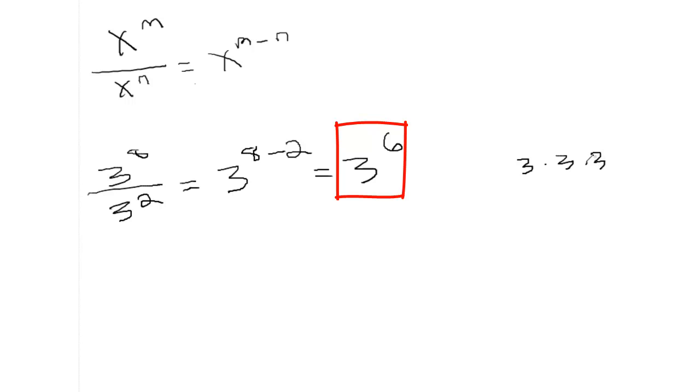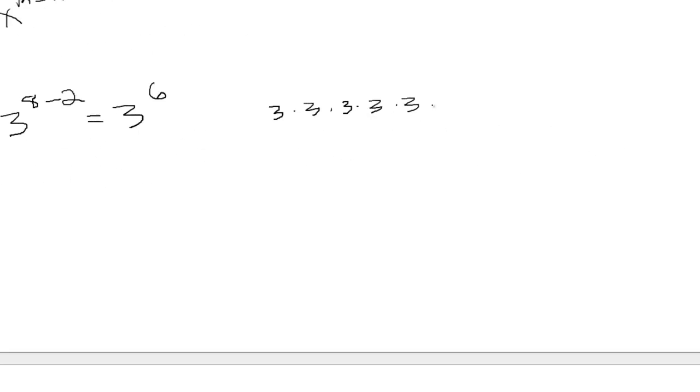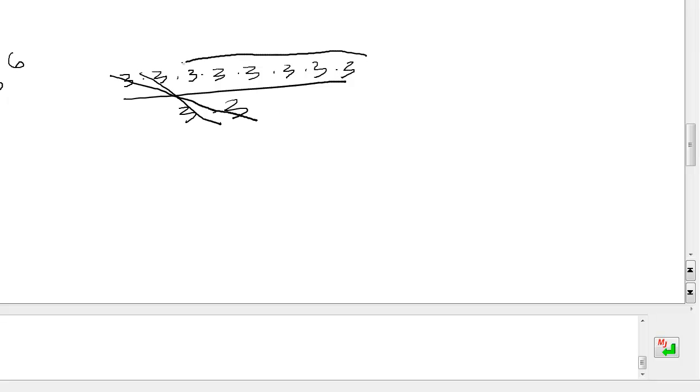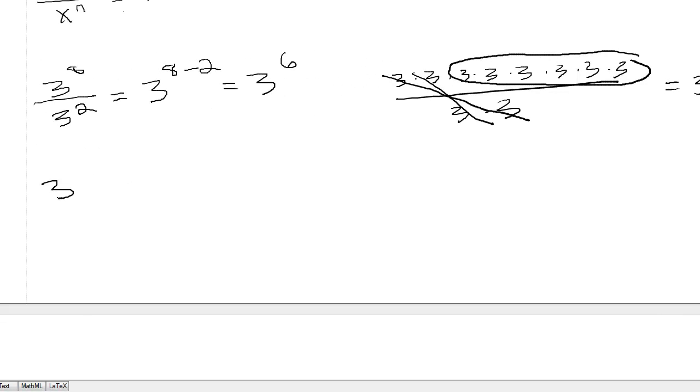And we could do this again expanded. 3 times 3 times 3, that's a little bit hard to read. 3 times 3 times 3 times 3 times 3, 1, 2, 3, 4, 5, 6, 7, 8, divided by 3 times 3. And when we're dividing, you can cancel out any multiplications that are the same. So I could cancel out sort of like that. And then what do we have left over? We have 6 3's.